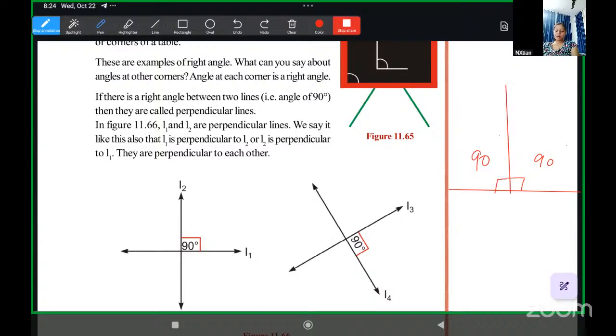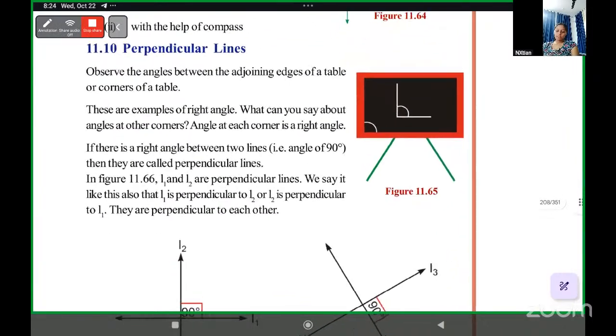Or you make it like this also. Below this line you make a straight line in such a way that it makes 90-degree angles again. So this is known as perpendicular. This straight line, on top or on the bottom of your straight line, where it makes 90-degree angles, is known as perpendicular. Understood?